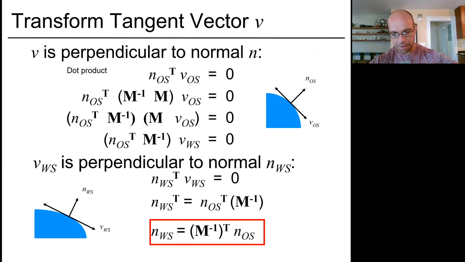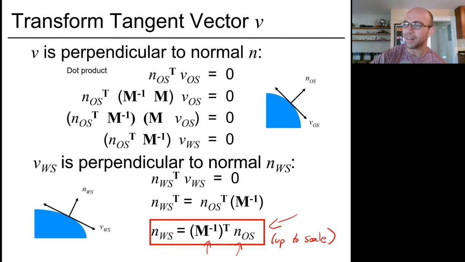So here on this slide, I've taken the derivation on the previous slide and just written it in nicer math notation here. So we started out with the one thing that we know is true, which is that the normal in object space dot product with a vector in the tangent plane is zero. And just by essentially inserting M inverse times M and then refactoring, we can show that the normal in world space is M inverse transpose times the normal in object space, again, up to scale, because we usually do assume that normals are unit length.